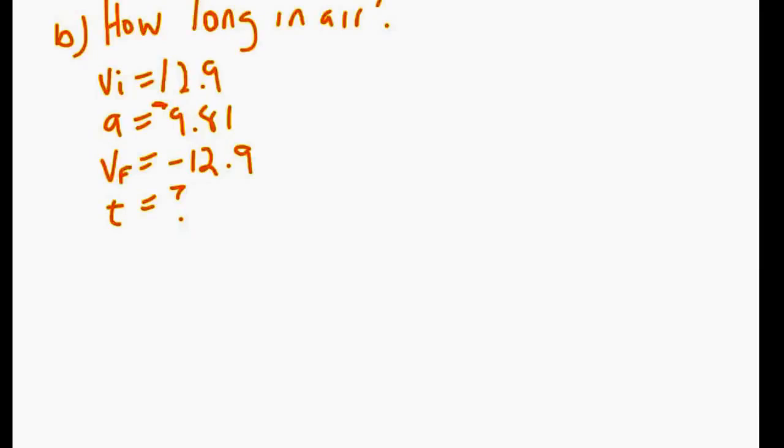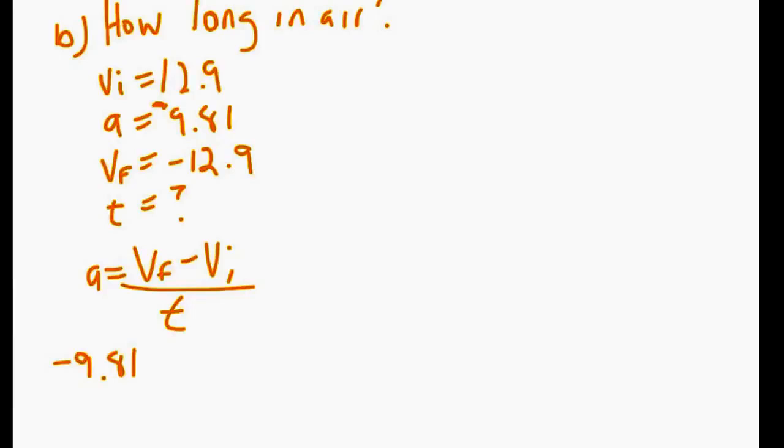So we have our 12.9 going up and down. So we can calculate it that way. So the formula we would want to use is our VF minus VI over T. So we'd have negative 9.81 will equal negative 12.9 minus 12.9 over time. So rearrange that, so we'd get negative 25.8 divided by negative 9.81, and that'll give us a time of 2.6 seconds.